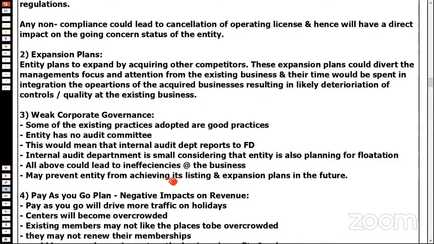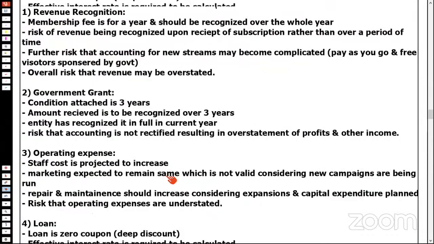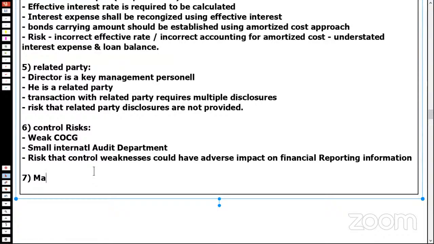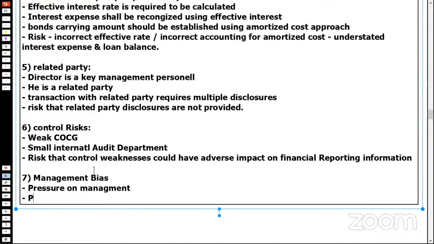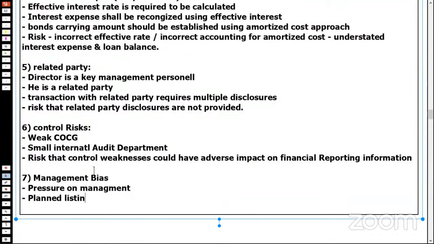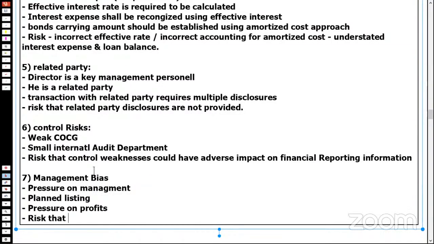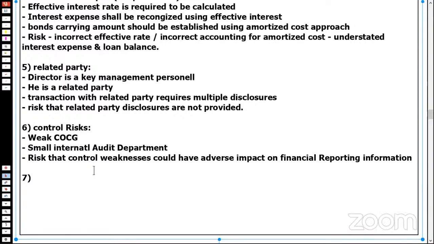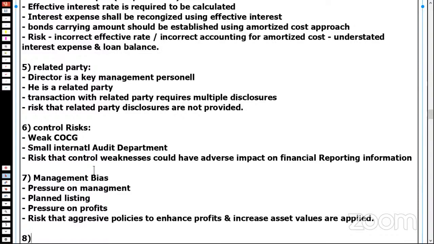Then it says the entity plans to go for listing. Okay. If the entity is planning to go for listing, there is management bias, pressure on management, planned listing, pressure on profits. The risk is that aggressive policies to enhance profits and increase asset values are applied. So that is also another thing that is going to arise.